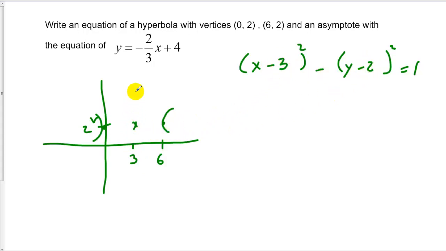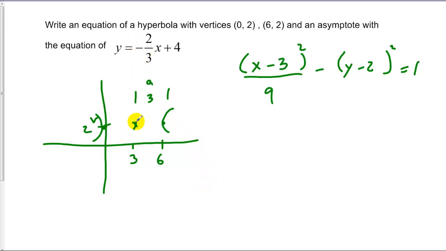We just said we have our center of 3 and 2. I also have my A distance. A in this case is going to be a total of 3. So I know that A squared is equal to 9. And I'm looking for my B squared term.